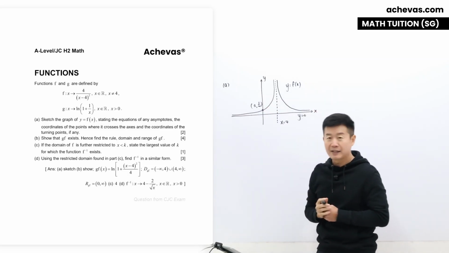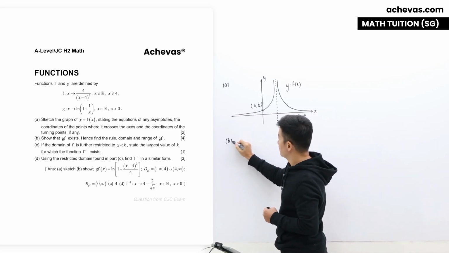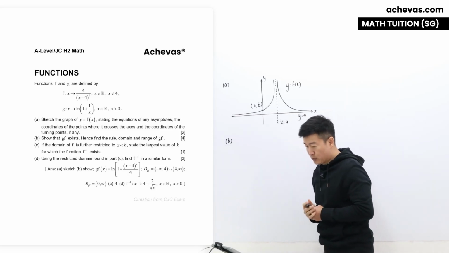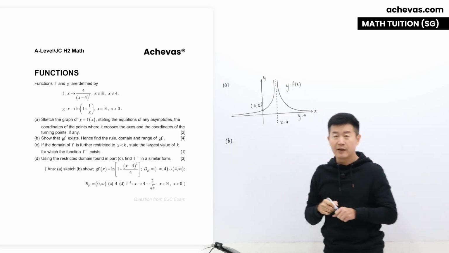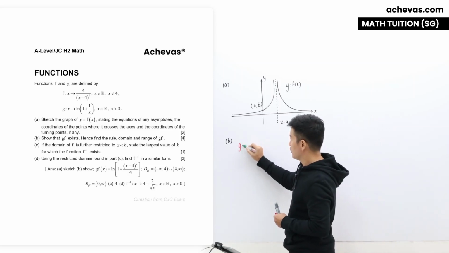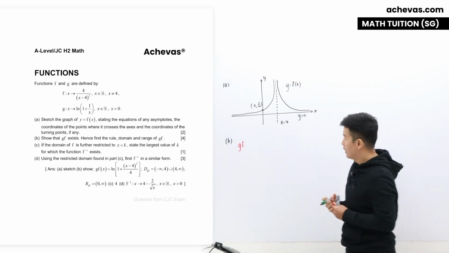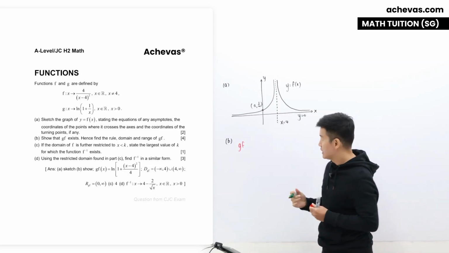So this is part A of the question. Part B. We are supposed to try to show that gf exists. And to show that gf exists, we will take a look at the schematic that we have been using in our theory outline on Achevas TV.